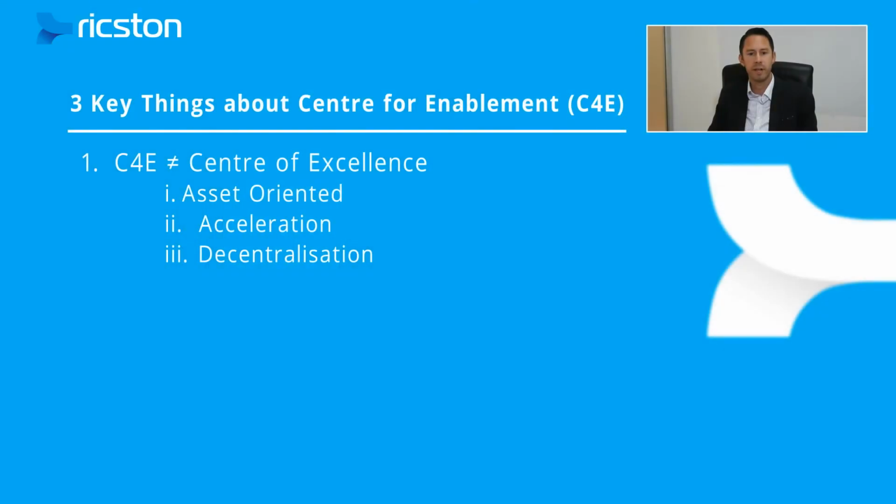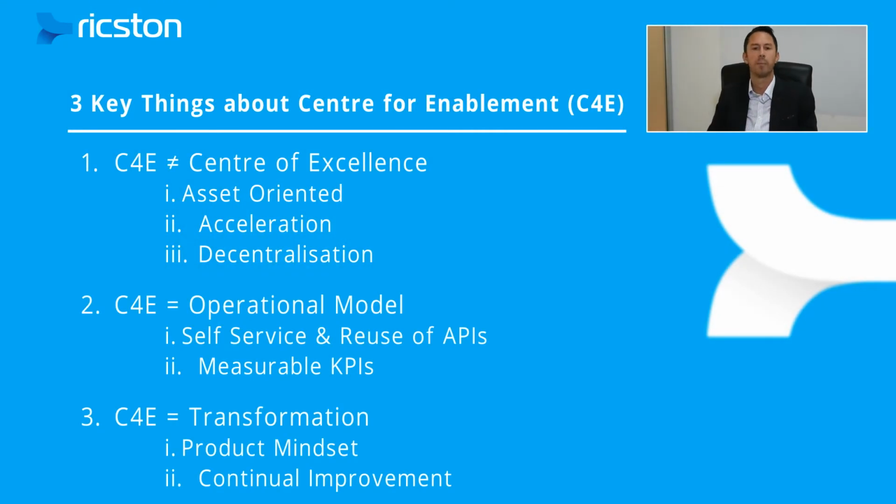Consequently, the role of the C4E is never considered complete. Instead, it's more of a process of continual improvement and refinement that evolves with the organizational needs over time. So basically what you're saying is that C4E is a vehicle for accelerating API-led digital transformation. Can you outline some key elements of this process?